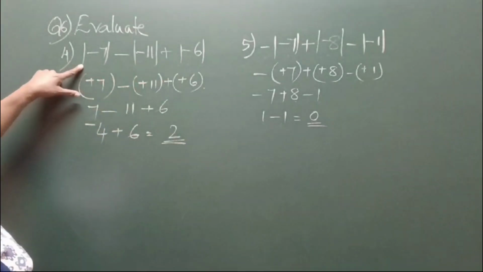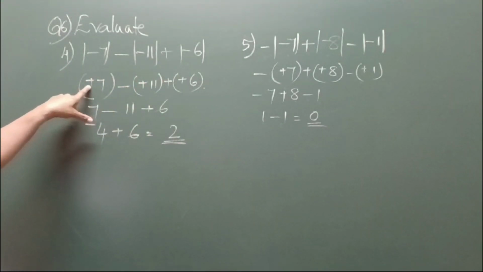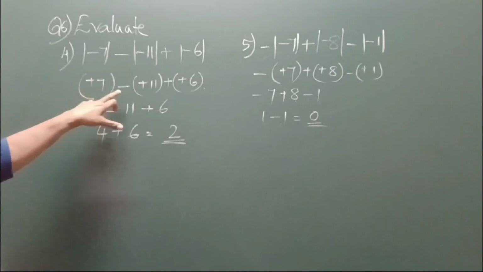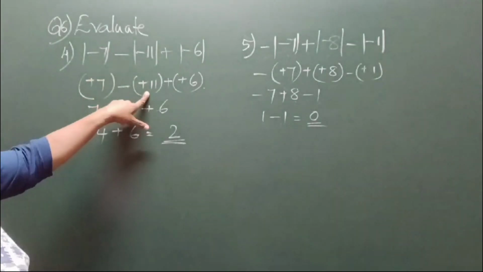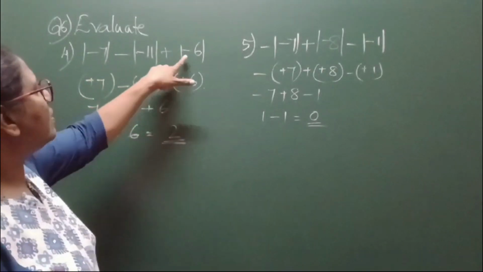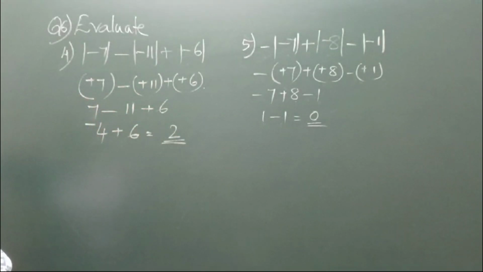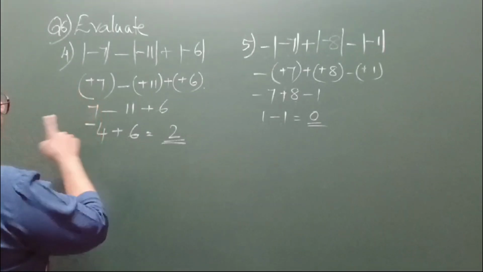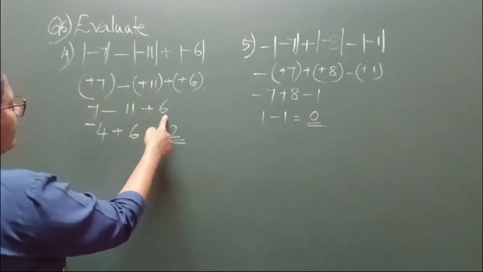We have to remove this symbol. For that we use simple bracket and write the sign with the integer. Okay, plus 7. Then minus as it is. Then this is plus 11. Then plus as it is. Then this becomes plus 6. Now we have to remove this bracket. So we will write the number as it is, 7 without sign. 7 minus 11 plus 6.